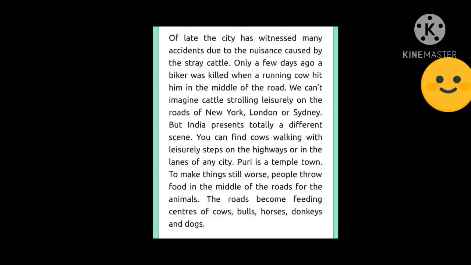Why do the animals come onto the street? Because people are throwing rubbish and waste materials, unused materials, rotten materials onto the roads irresponsibly or carelessly, and they draw the cattle to come onto the road to eat them. That's one of the reasons. The roads become feeding centers of cows, bulls, horses, donkeys, and dogs.